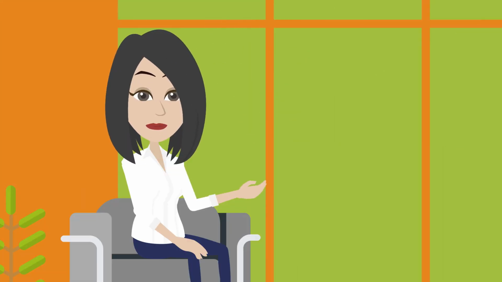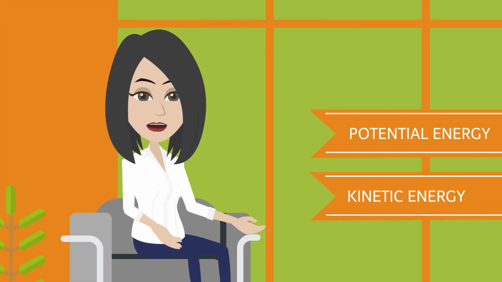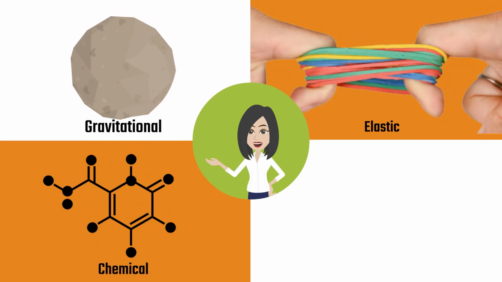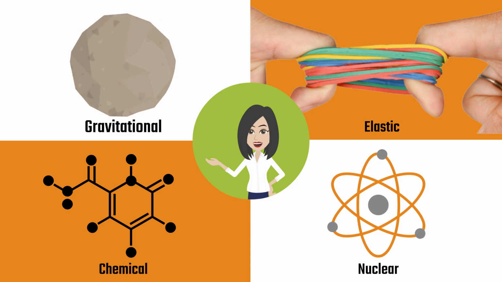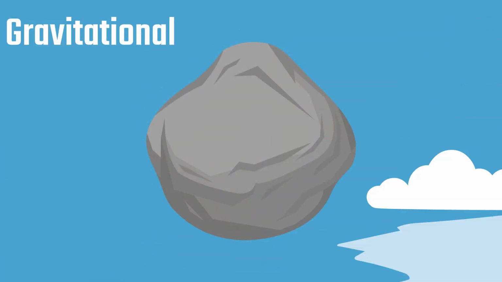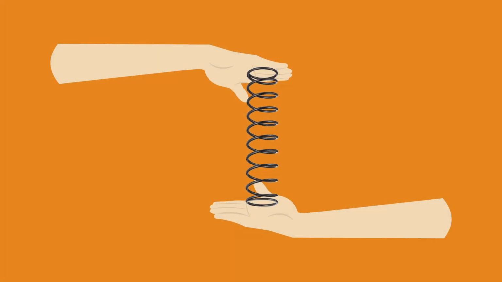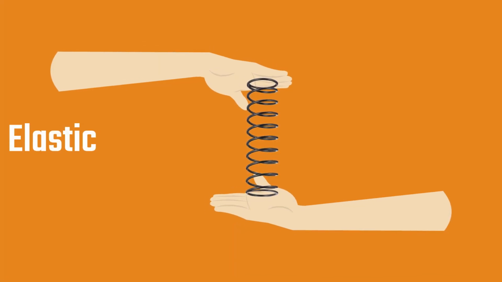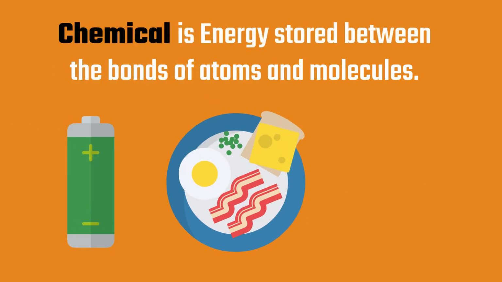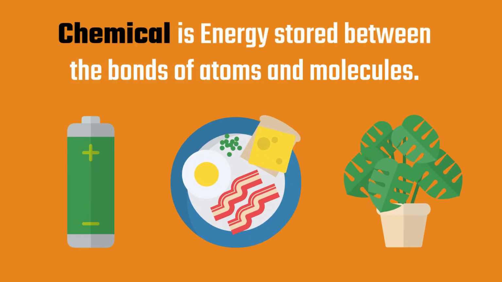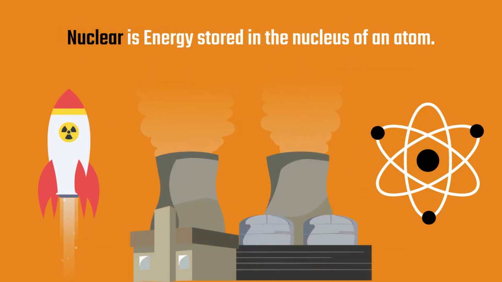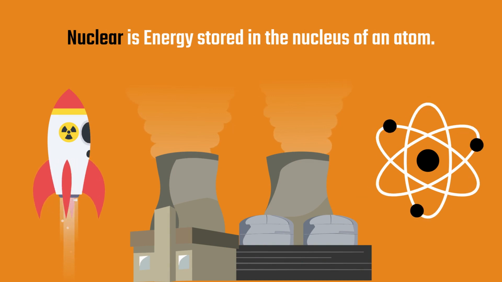Let's look at different types of potential and kinetic energy. Potential energy includes four subsets of energy. They are: gravitational is energy from a place or position. Elastic is energy from compressed or stretched objects. Chemical is energy stored between the bonds of atoms and molecules. Nuclear equals energy stored in the nucleus of an atom.